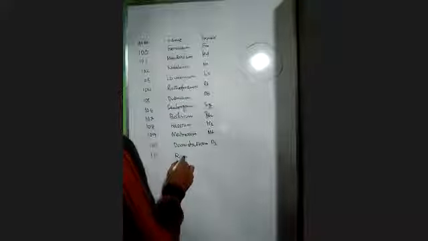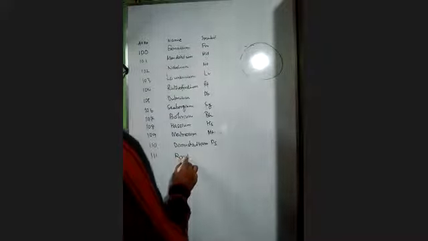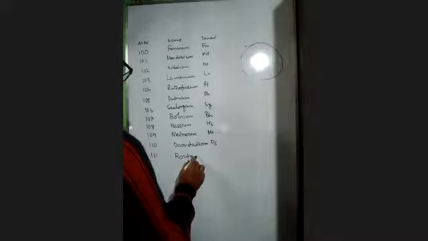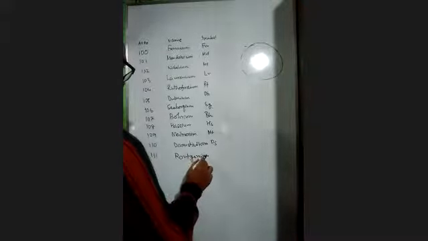Then 111, you have already heard the name of this person, is called Roentgenium. Do you know who is Roentgen? He is the person who discovered X-ray.